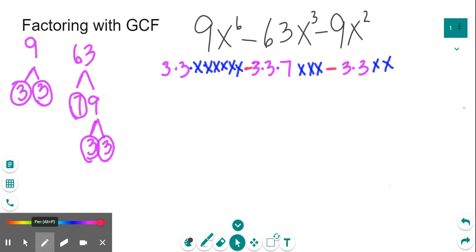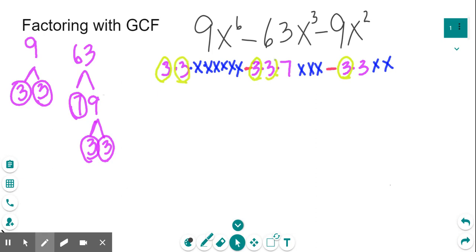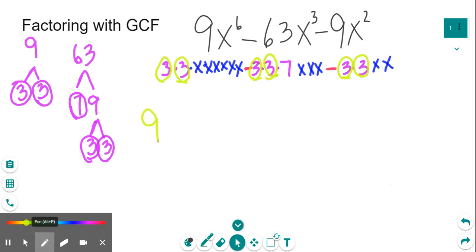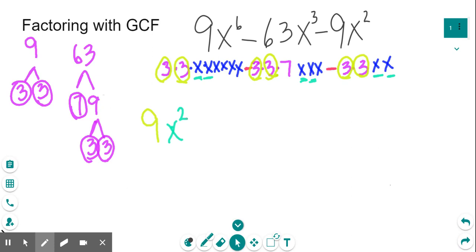Okay, let's take a look at what they have in common. So the first 3 terms, let's just take a look at the numbers that they have in common. Every single one of them has a 3. And in fact, every single one of them has another 3. Now remember this is 3 times 3, and 3 times 3 is 9. Now let's take a look at the x's. So let's see, they have 1 x in common, they have a second x in common, and that's it, because that third term only has 2 x's. So that's x squared. Okay, so that's all we can take out.